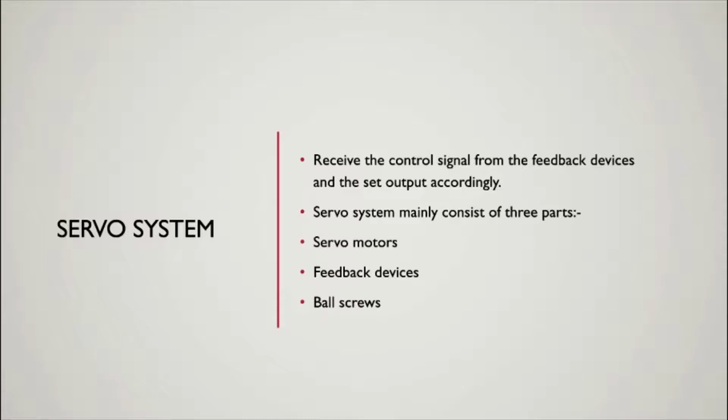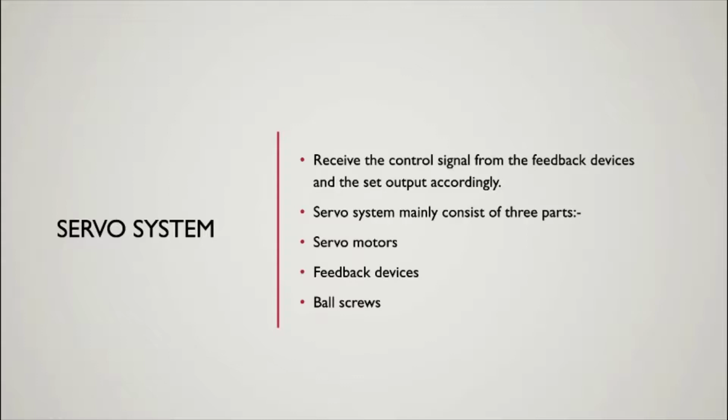Next is the servo system. The servo system is useful to receive the control signal from the feedback devices and set the output accordingly. The servo system mainly consists of three parts. The first one is the servo motor, second is feedback devices, third is ball screws. The servo motor is useful for the movement of the cutting tool and the movement of the workpiece.